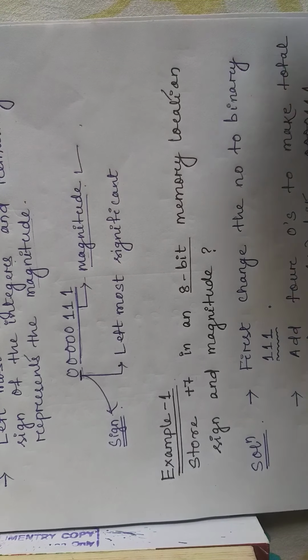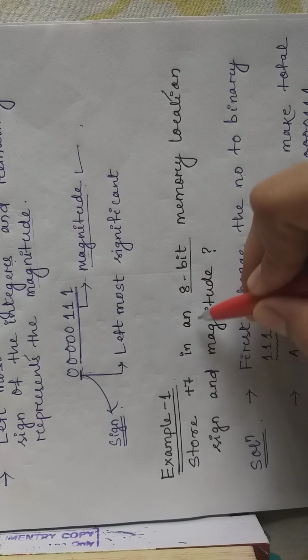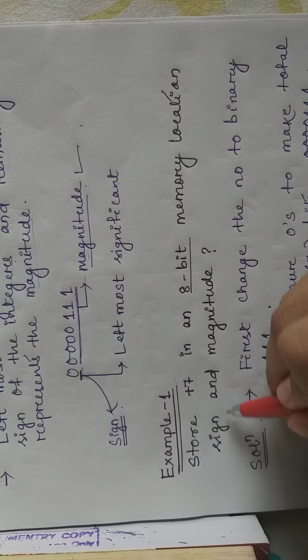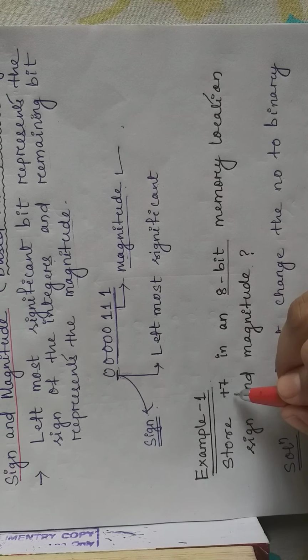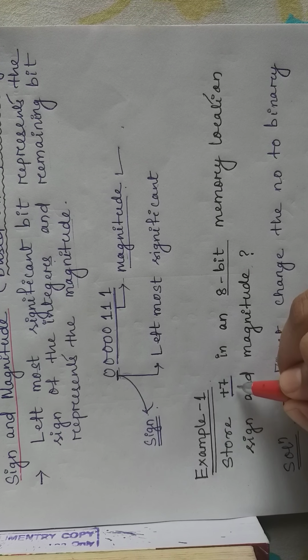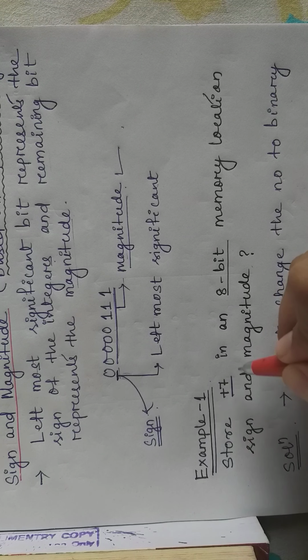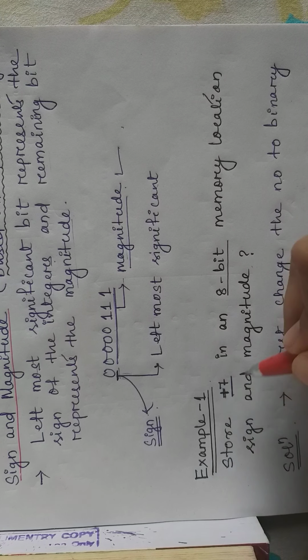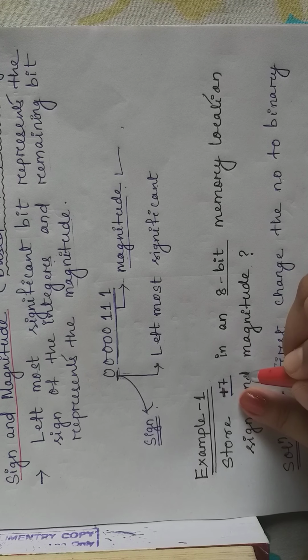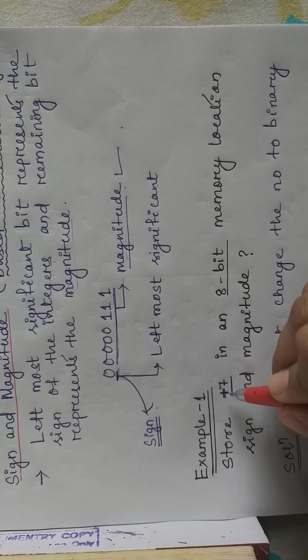Here we are taking an example: store plus 7 in an 8-bit memory location in sign and magnitude. First, we should know that the number is plus 7. How will we know whether it belongs to signed integer or unsigned integer? As it is plus 7, the plus sign is present. That means the number is a signed integer. It is not an unsigned integer.